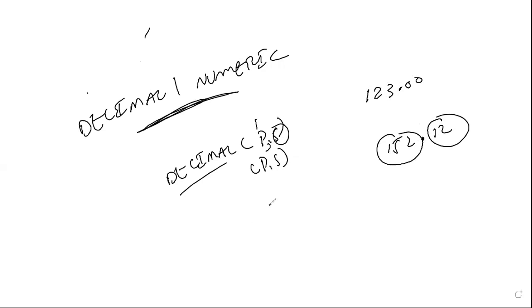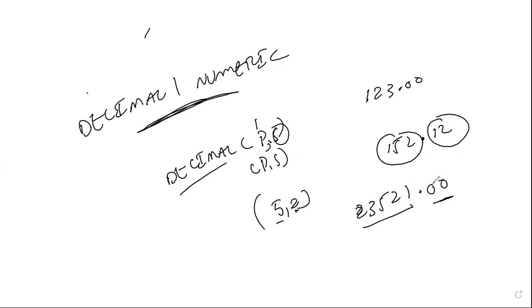If you mention decimal of 5,2, here we can store 5 digits, like 32,352.1. Since we gave 2, we can store 2 decimal points. Here we gave 5, so you can store a 5 digit number.